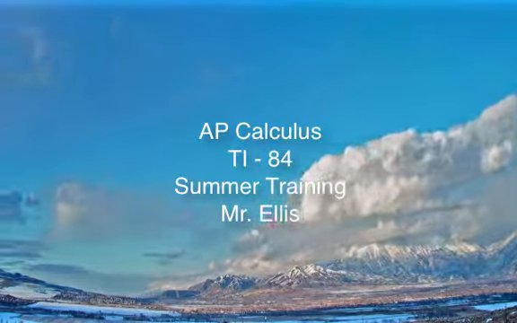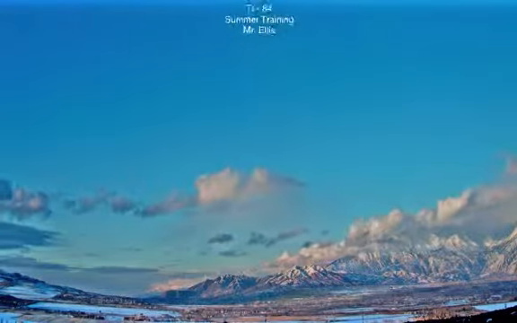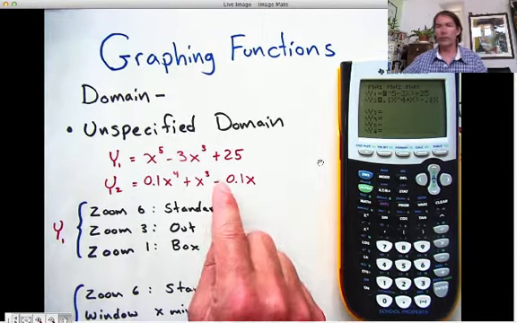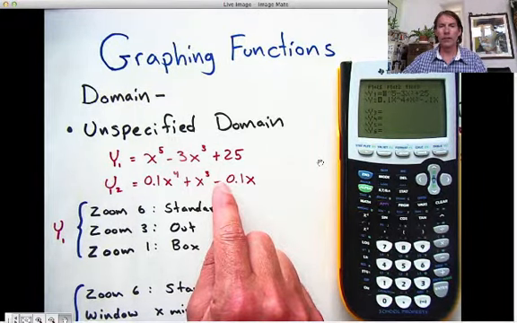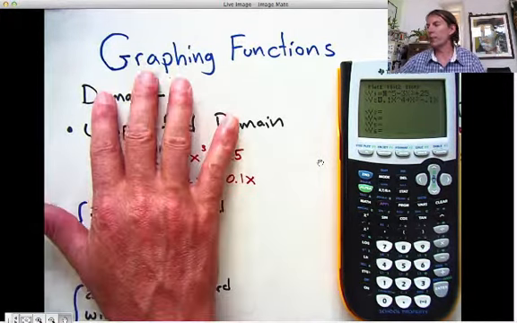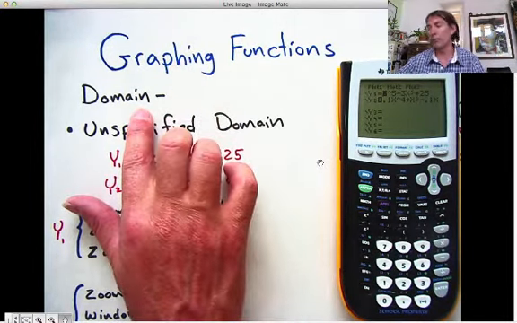Welcome to video topic number 3, graphing functions. What we're going to do today is look at these two functions. We're going to graph them in a couple of different ways. So the first thing we need to know about graphing functions is what we mean by domain.